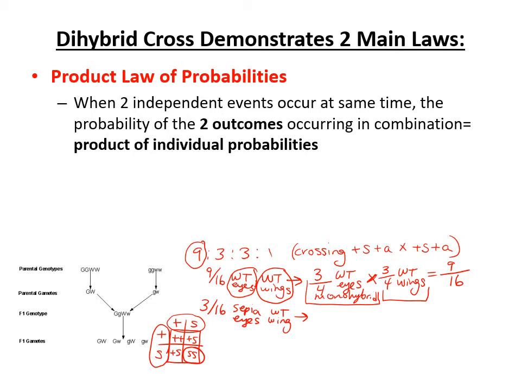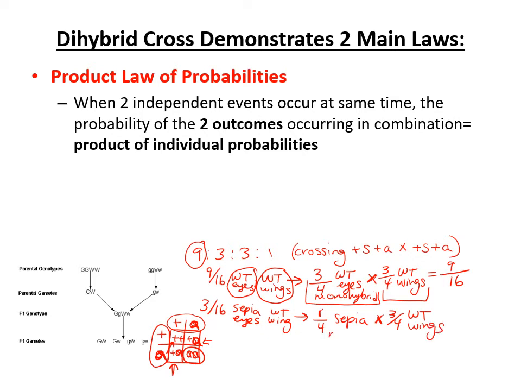So all you would do is 1 out of 4 sepia times, what's the probability of wild type wings? Well, we already said that wild type is 3 out of 4, okay? So all you have to do, using that same Punnett square we just did, boom, we change it to apterous, right? We change all the S's to apterous, and what do you notice? 3 of those flies are wild type. So 3 out of 4 are wild type wings.